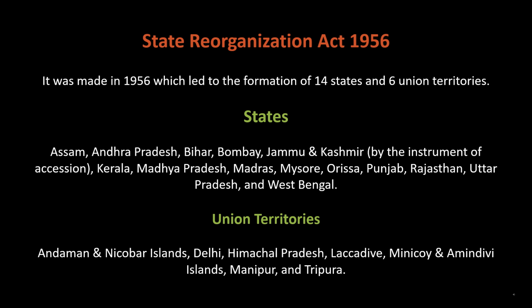State Reorganization Act 1956. It was made in 1956, which led to the formation of 14 states and 6 union territories. States: Assam, Andhra Pradesh, Bihar, Bombay, Jammu and Kashmir, by the instrument of accession, Kerala, Madhya Pradesh, Madras, Mysore, Orissa, Punjab, Rajasthan, Uttar Pradesh, and West Bengal. Union territories: Andaman and Nicobar Islands, Delhi, Himachal Pradesh, Lakshadweep, Minicoy and Amindivi Islands, Manipur, and Tripura.